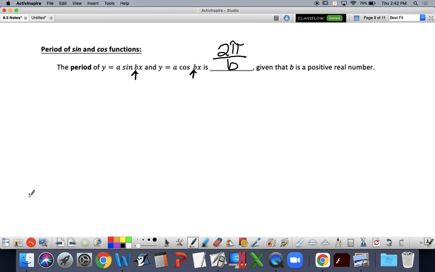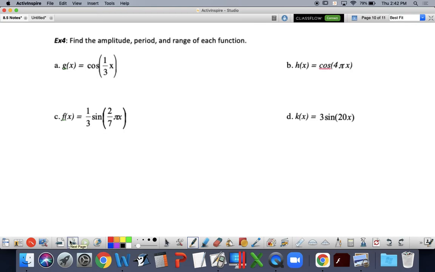So let's do some examples. I know there are 8 in your notes. We're going to just do 4 to make sure you feel comfortable doing the homework, because primarily the homework is this. We want to calculate these 3 things: amplitude, period, and range.